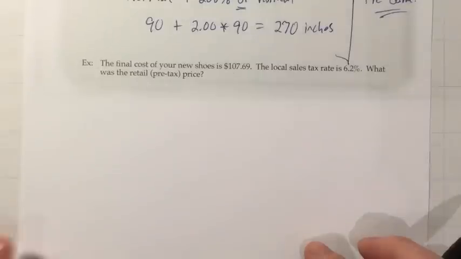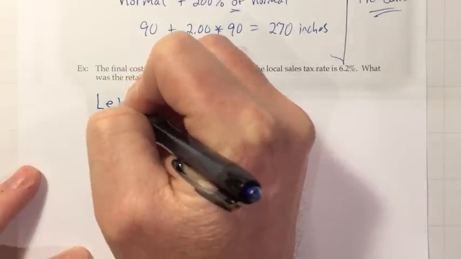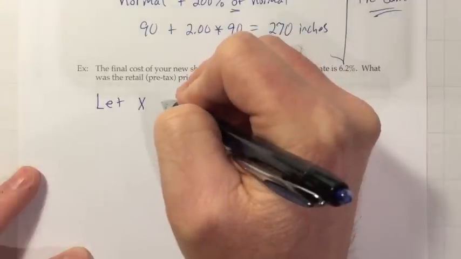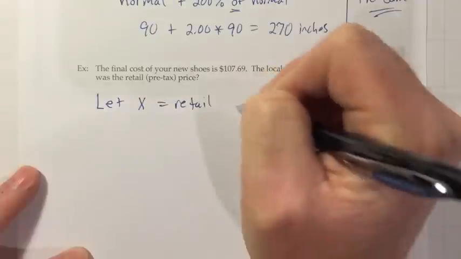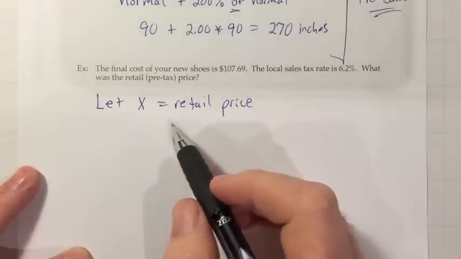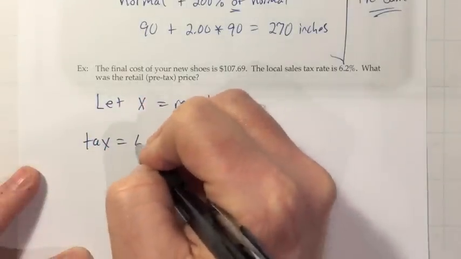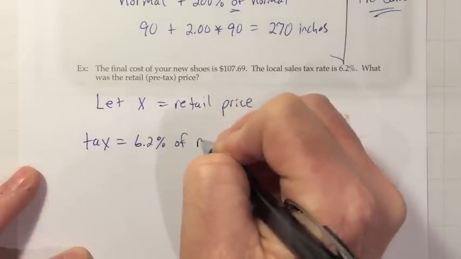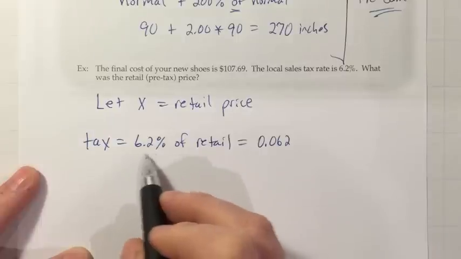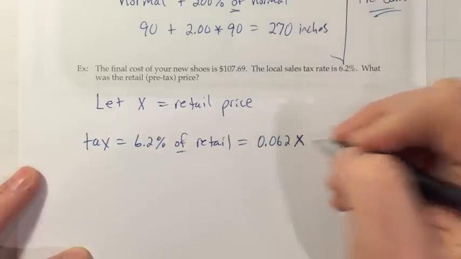So let me show you how to do it, and I'm going to show you a way that involves a little bit of algebra. So I don't know what the original price is, the pre-tax or retail price. So I'm going to let X be equal to that retail price. And then I'm going to think about some pieces. So how much would you pay in tax? The tax is 6.2% of retail. And that means that the tax would be 0.062, converting that to a decimal, times the retail price, which we don't know, so that would be X.